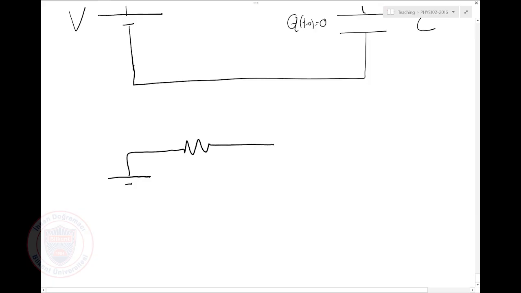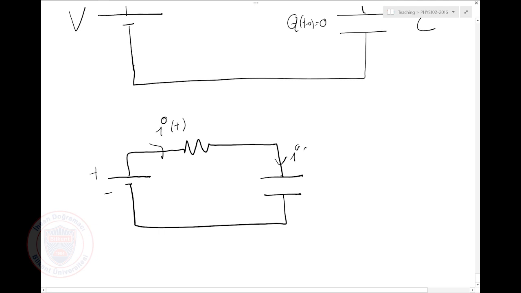How do I find out this Q of t? I'll do the same thing. After I close the circuit, here is my situation. I have I of t here, which is entering the capacitor, and I have Q of t here.